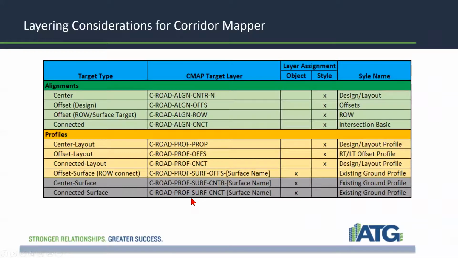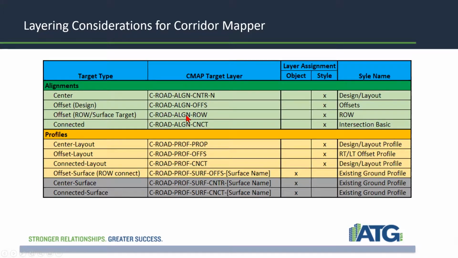One last thing I do want to point out is for these layer considerations, I'm only focusing on alignments and profiles. Obviously, feature lines have their own layer assignment versus the actual object or the style. But it is my recommendation that if you're going to go through this, you're going to want to have the following styles for your alignments. You're going to want a center line, an offset where you're going to have a design profile, which is that dynamic to your center line.